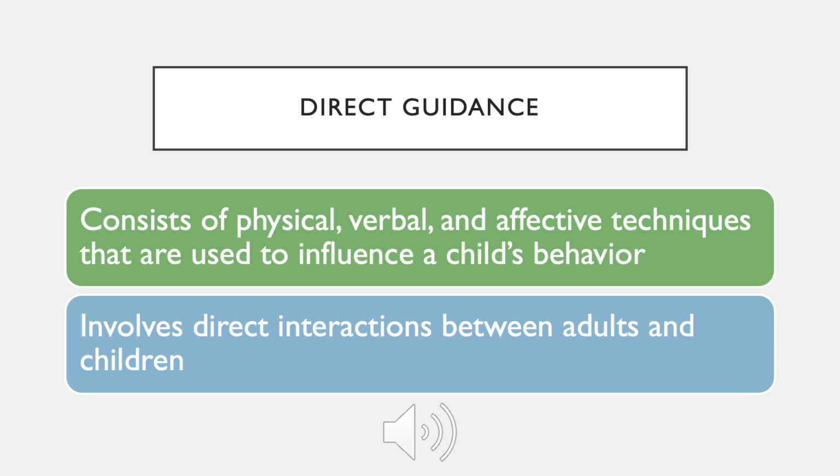So this can be physical, verbal, and affective techniques that we might be using in order to influence children's behavior. So all of the forms of guidance that we're using are strategies in order to influence children's behaviors. And so this involves direct interactions, hence the term direct guidance, between adults and young children. So we're directly involved with the children in our proximity.